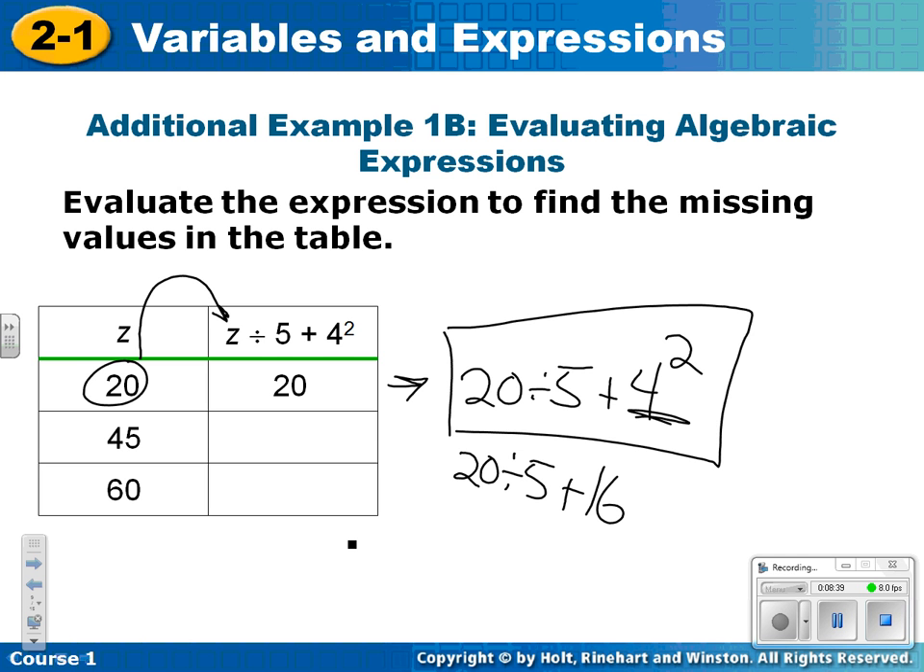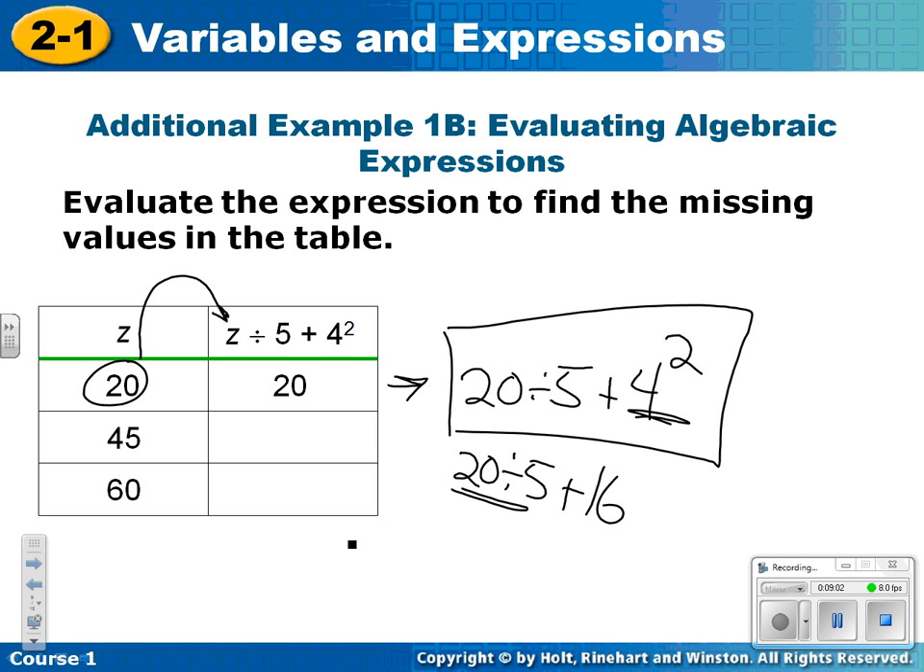16. It's not 8. Just in case you were concerned that it was 8. 4 to the second power is 4 times 4. And what do we do next? Do we do 20 divided by 5, or do we do 5 plus 16? What do we do next?